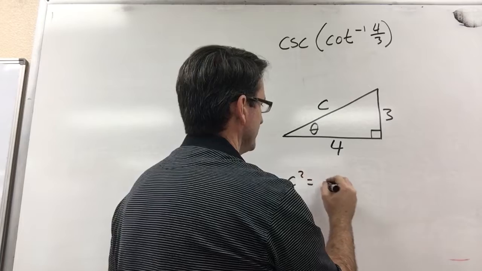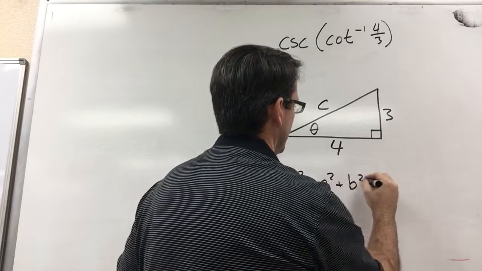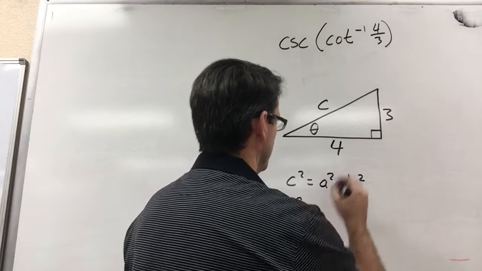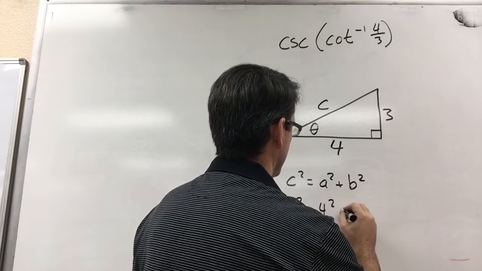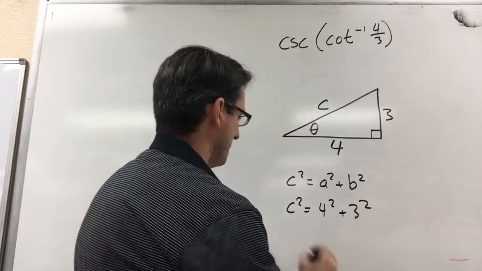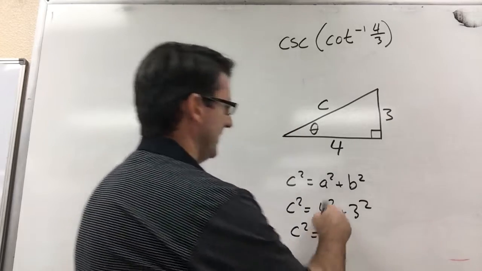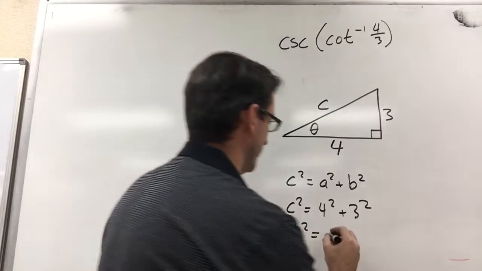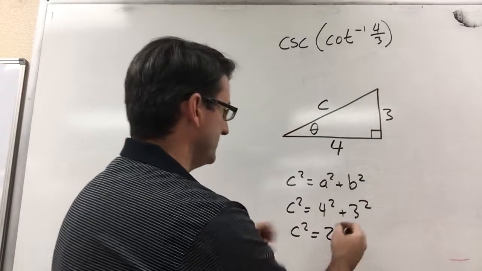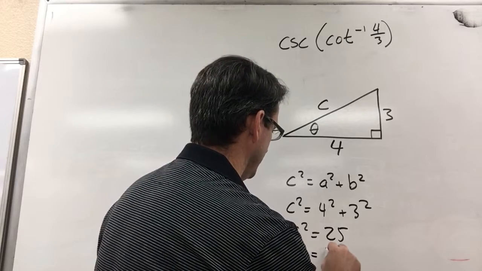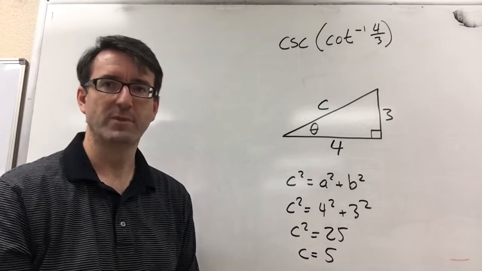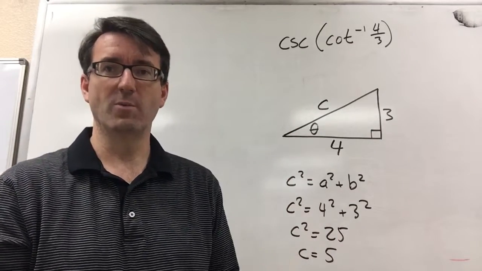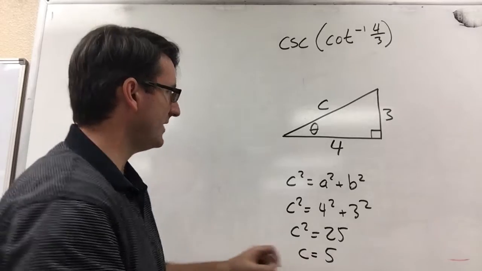We know that c squared is equal to a squared plus b squared. That's the Pythagorean theorem. So c squared is equal to 4 squared plus 3 squared. And 4 squared is 16, 3 squared is 9. 16 plus 9 is 25. So if c squared is 25, then c is 5. C is plus or minus 5, but remember we said that we're staying in quadrant 1, so everything's going to be positive. So c is 5.